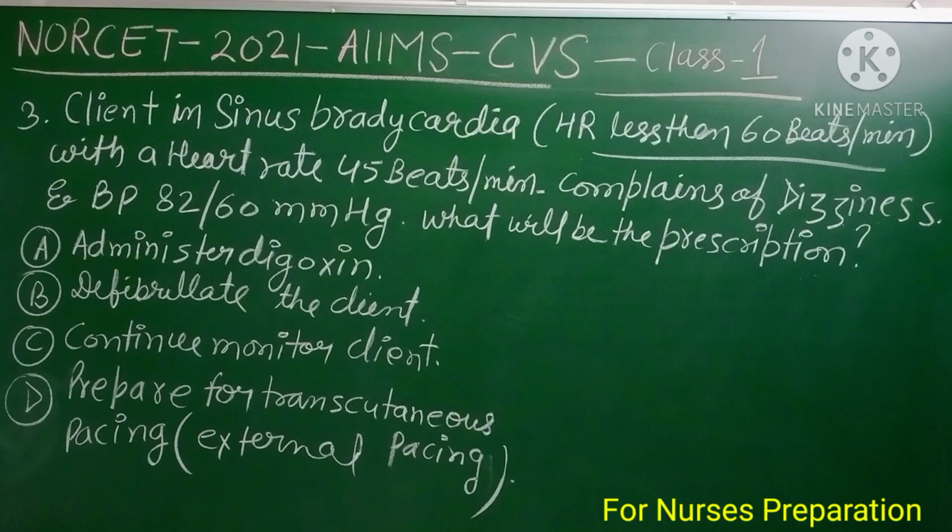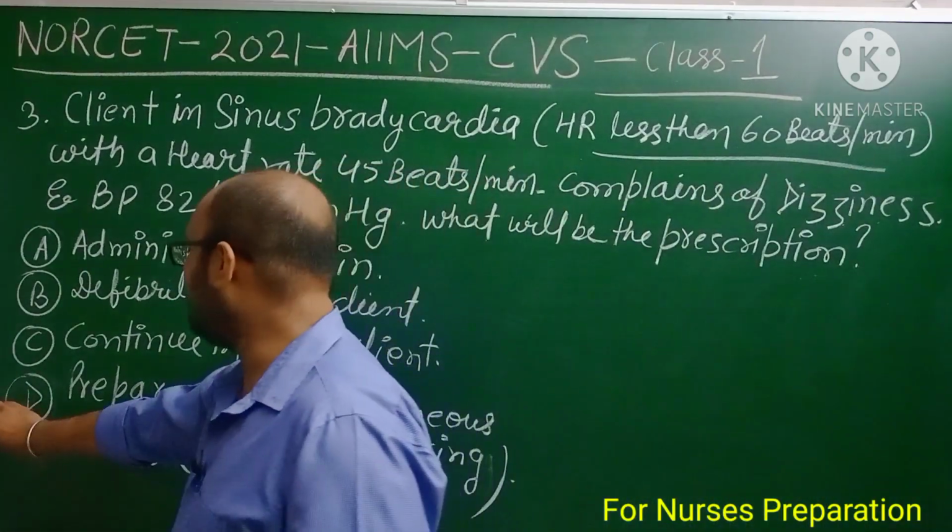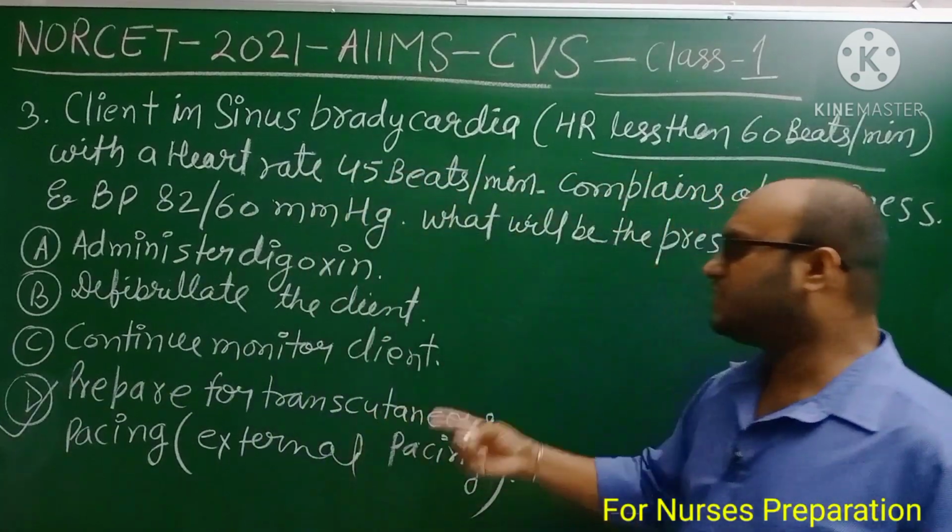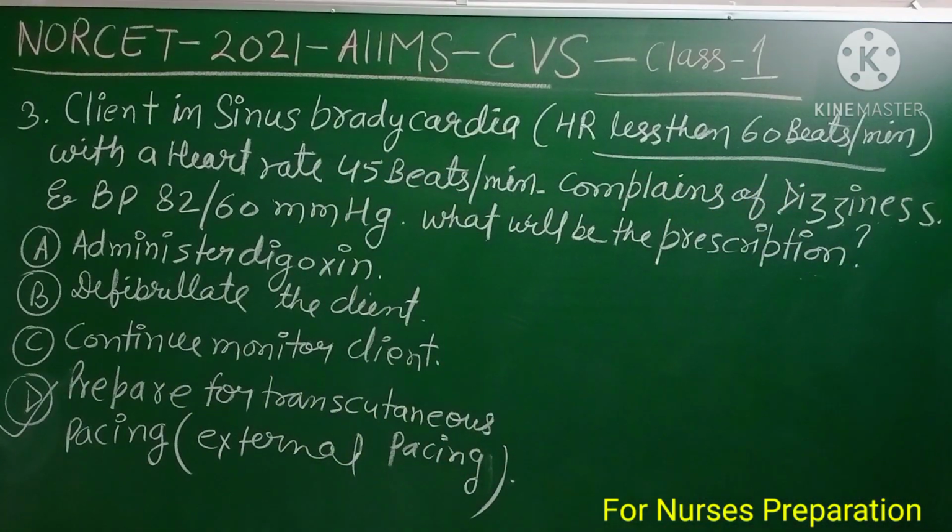A client whose heart rate is 45 beats per minute, complains of dizziness and has a blood pressure of 82/60 mmHg. In this situation, what will be the prescription by the doctor? Choose the right answer and write it down in the comment section below. The right answer in this situation is option D, prepare the client for transcutaneous pacing.